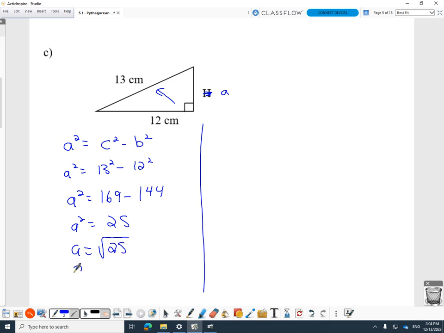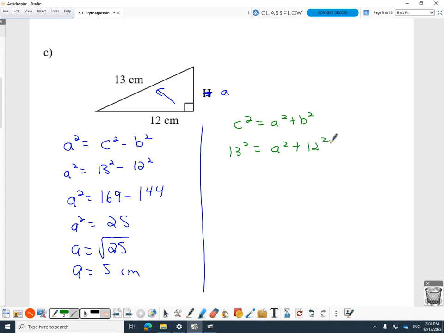A equals 5 centimeters. If you copied that down and you like it, keep it. But in festive green, because we're coming up to Christmas, I'll offer another way. Okay? Here's the other way. You just write down the formula. C squared equals A squared plus B squared. Then you go 13 squared equals A squared plus 12 squared, just like that.